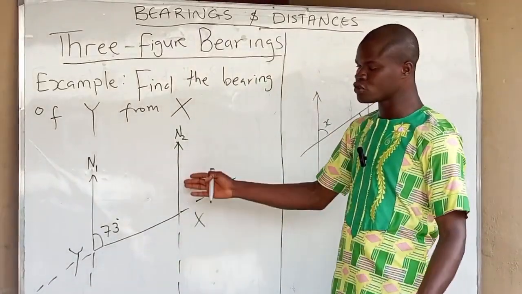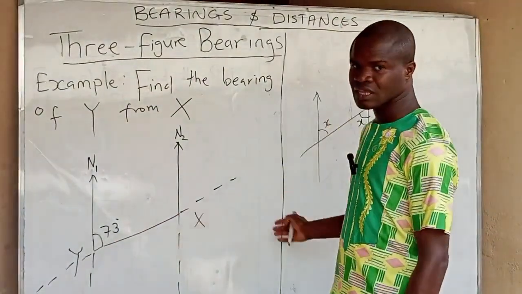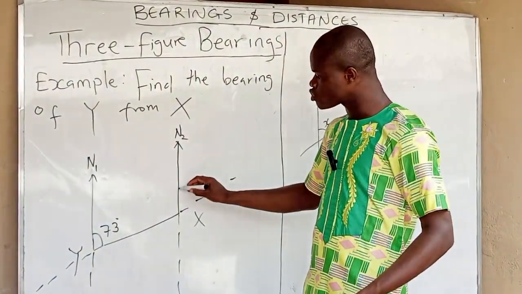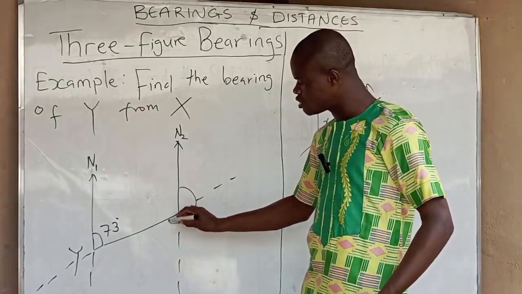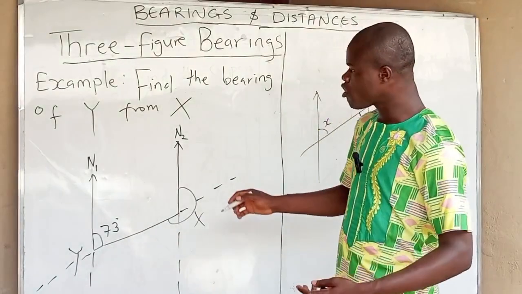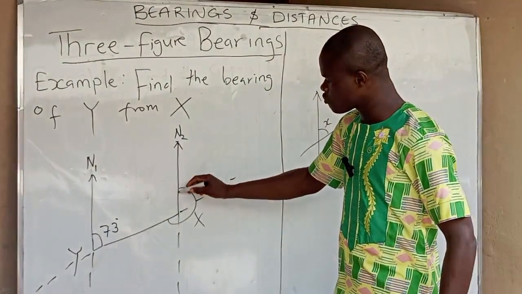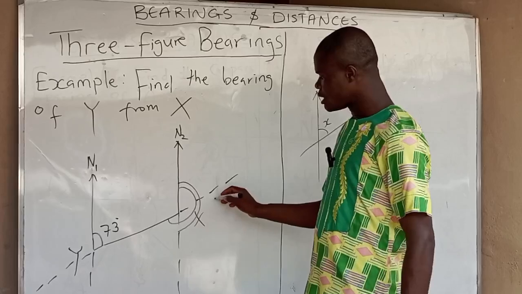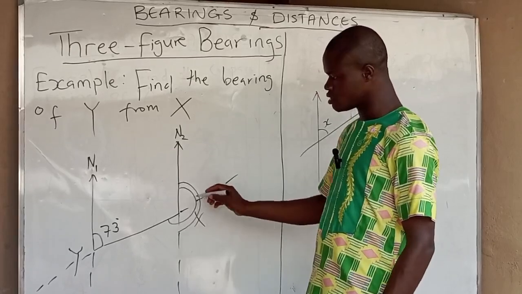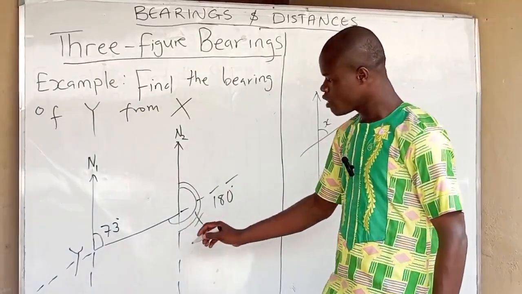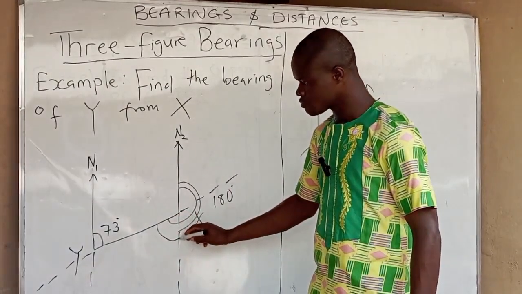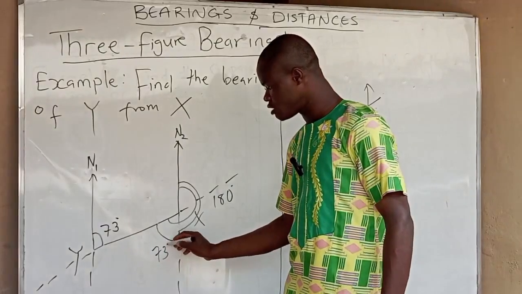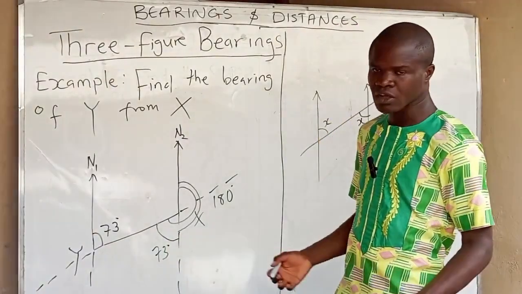So it's now looking like two parallel lines with one transversal. Remember, we are looking for the angle between the north in a clockwise direction till this point. Of course, from here till here is a straight line, and it is 180 degrees on a straight line. But from here to here is this angle, which is 73 degrees, the reason being alternate angles.